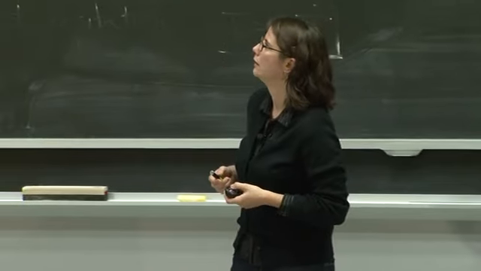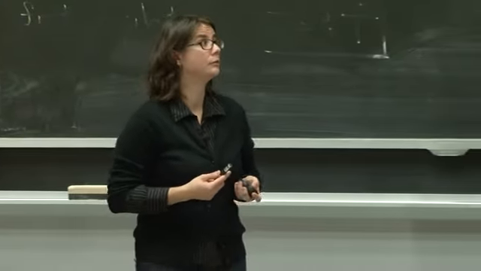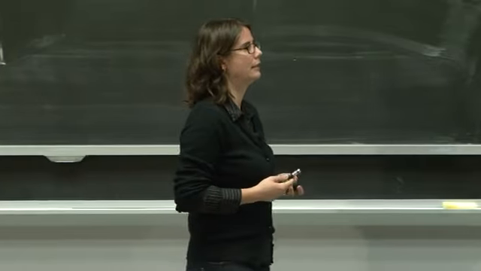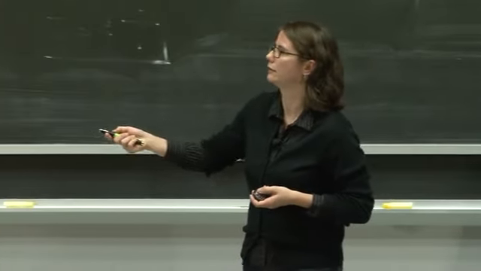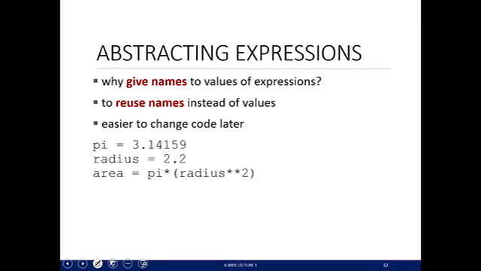Okay? So why do we want to give names to expressions? Well, you want to reuse the names instead of the values, and it makes your code look a lot nicer. So this is a piece of code that calculates the area of a circle. Notice I've assigned a variable pi to 3.159. I've assigned another variable called radius to be 2.2.